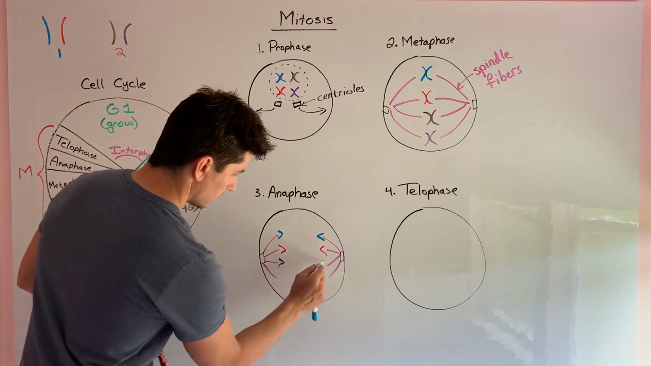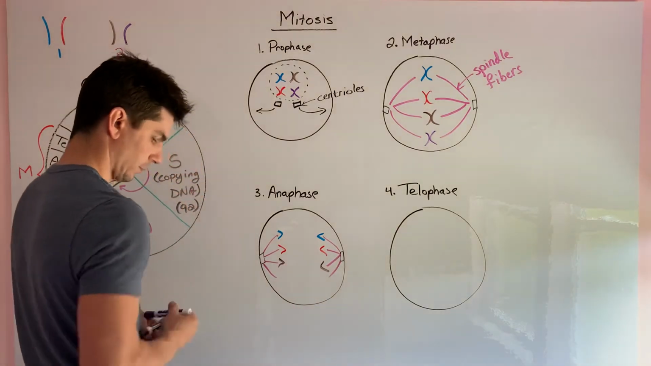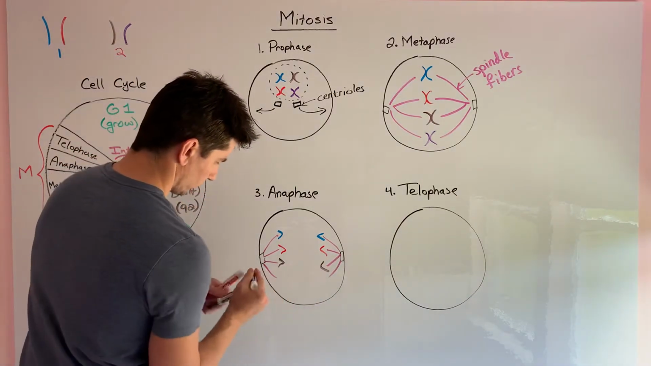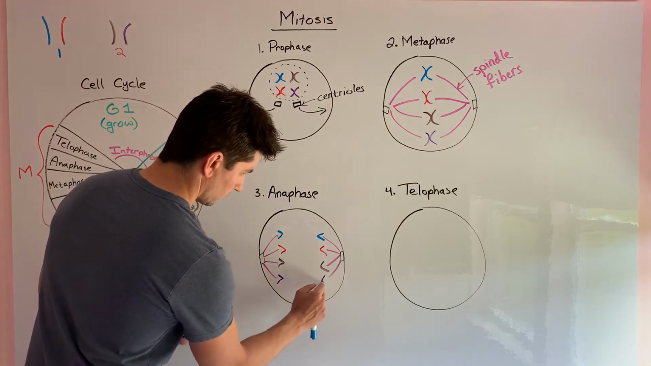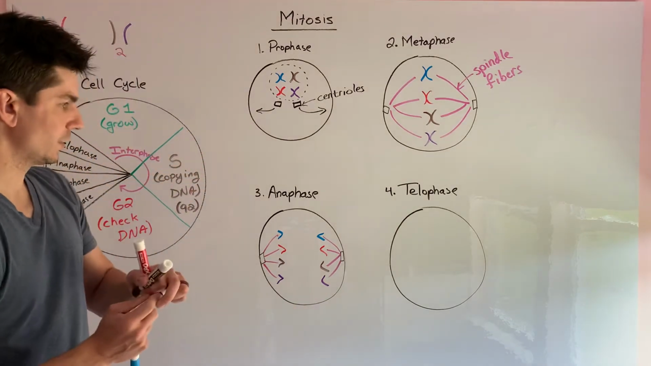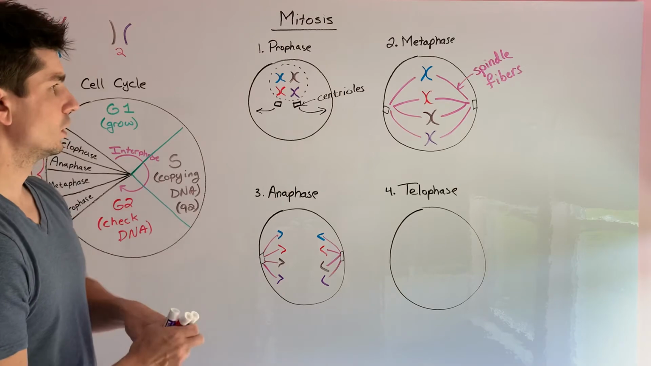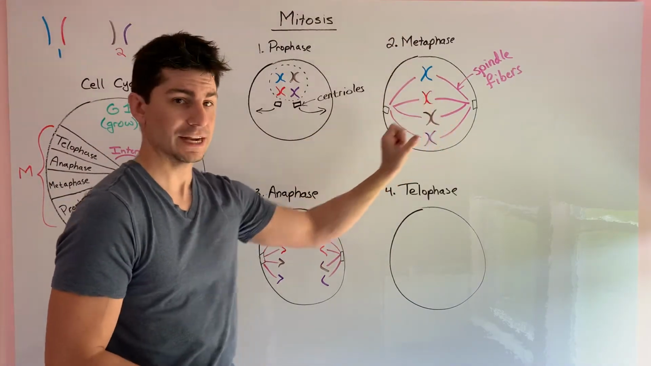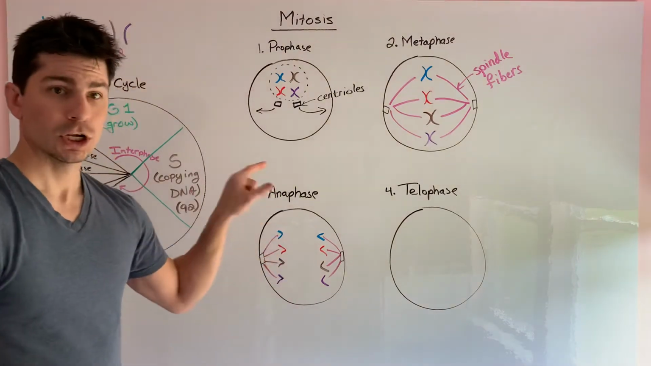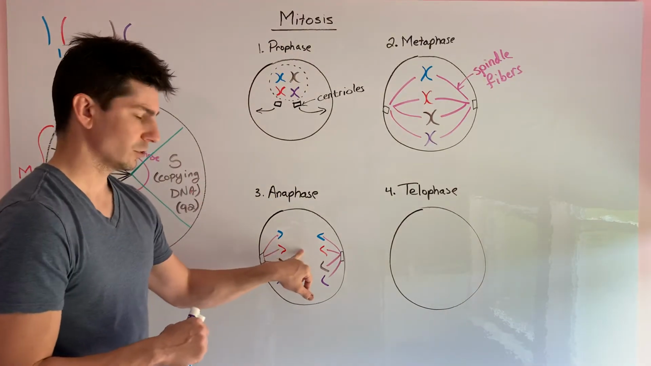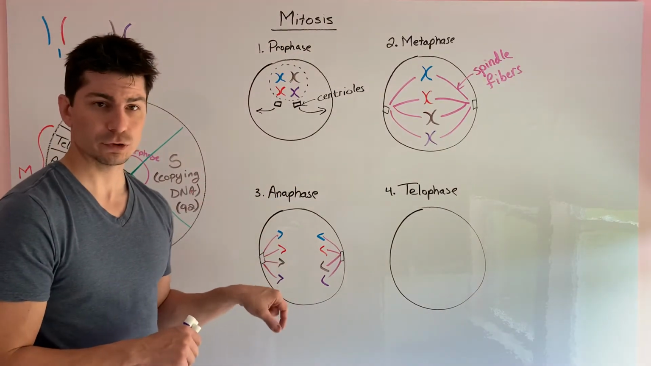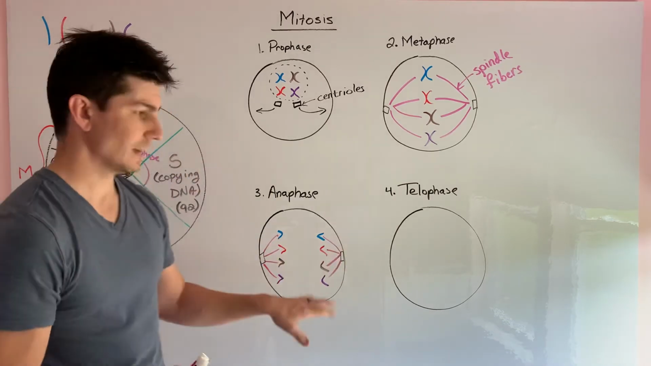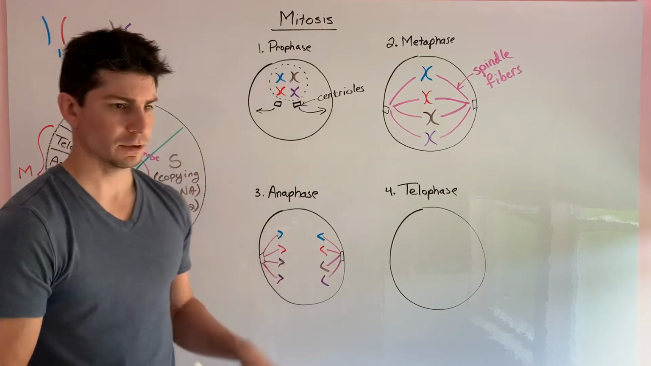Brown's next. And lastly, purple. Okay. So that is anaphase. So metaphase, they lined up in the middle, spindle fibers attached. Anaphase, the spindle fibers got pulled in closer to the centrioles, the chromosomes separated. So now we have one chromosome on each side.